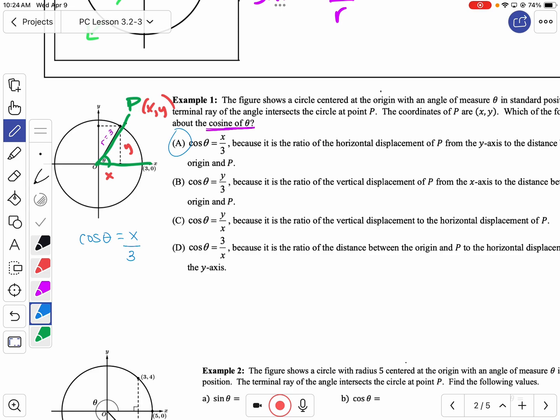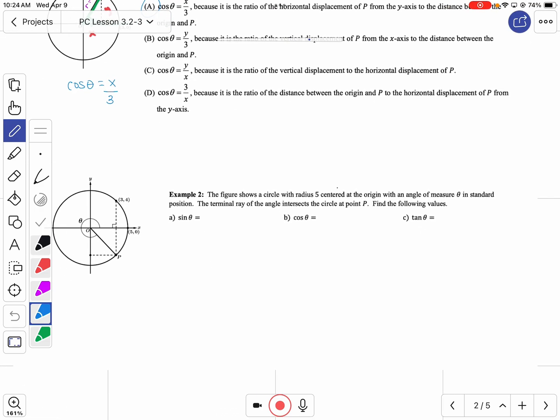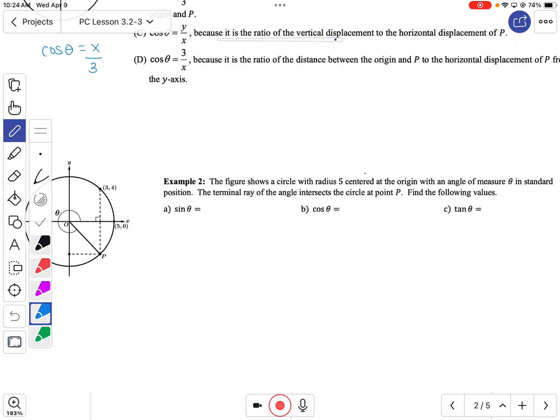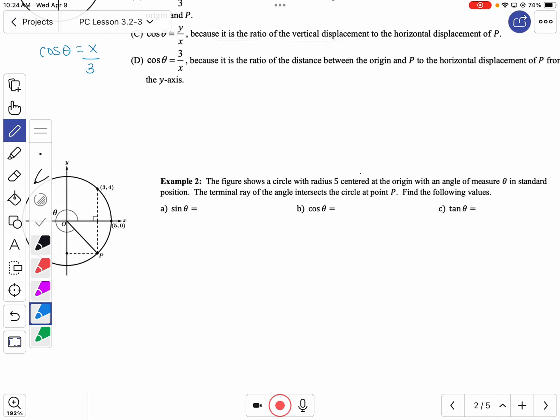Question about that one? They're going to give you some of those kinds of questions, which are nice, but you've got to think through the words. All right, let's look at the next one, and I really like this one too. It says the figure shows a circle with a radius of 5 centered at the origin with an angle of measure theta in standard position. The terminal ray of the angle intersects the circle at point P, and we want to find some values.